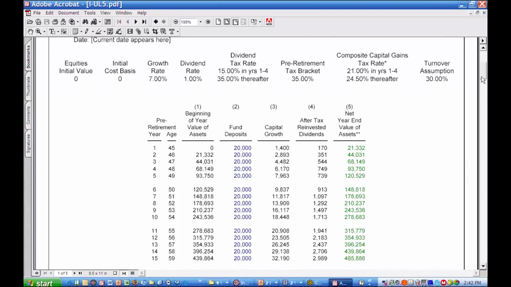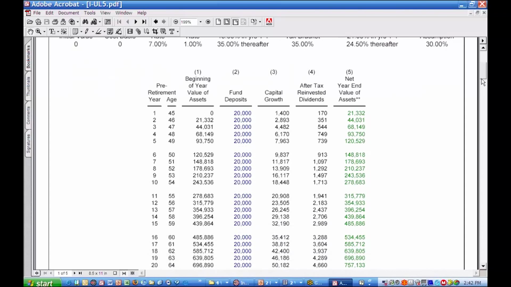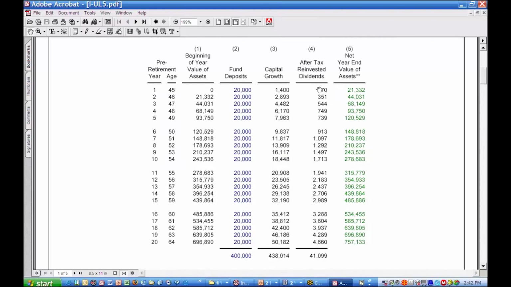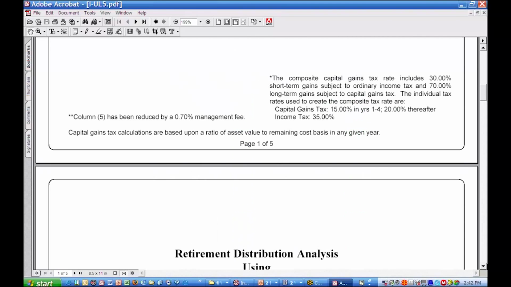So let's watch what that account does. Over 20 years, it builds $757,000, not taking any money out of it, reinvesting the capital growth after tax, reinvesting the after-tax dividends.